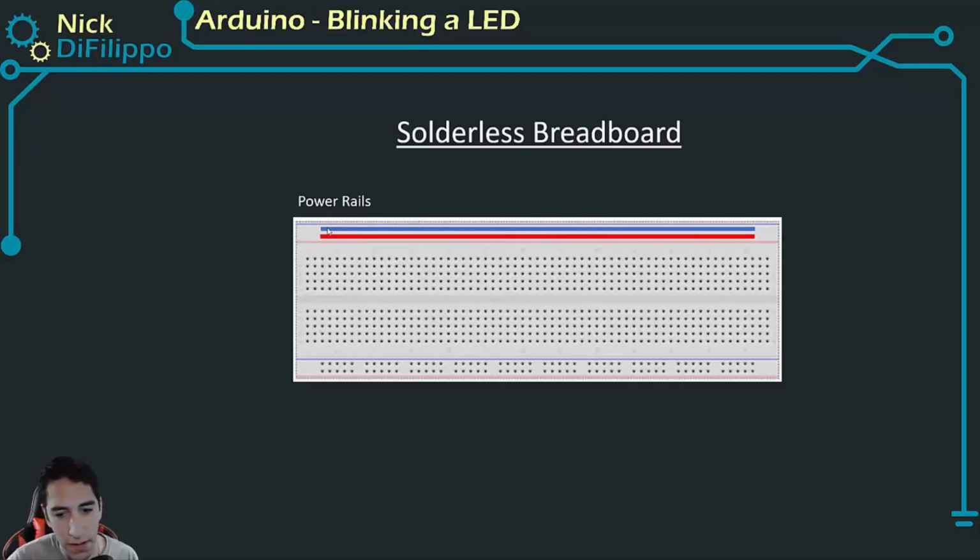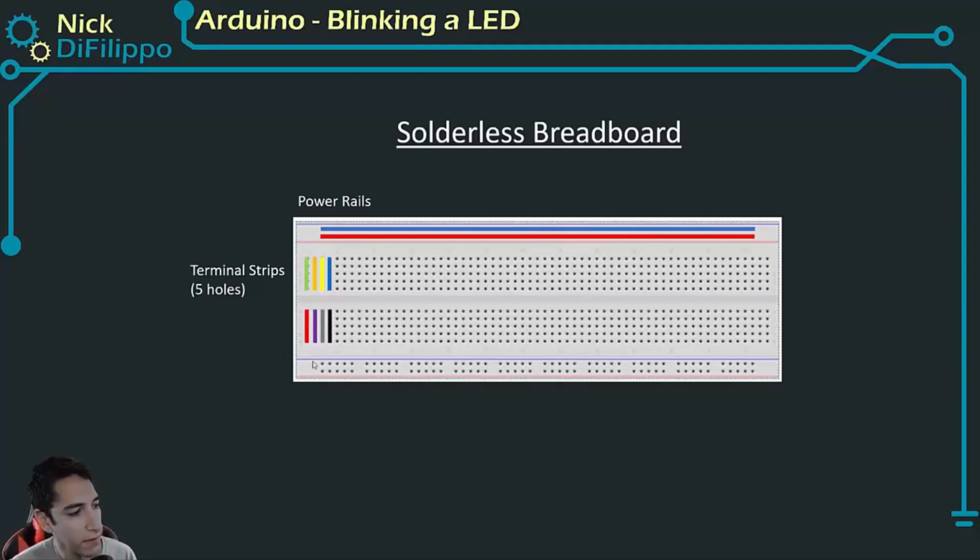So this blue line on this side of the power rail is not connected to this side of the breadboard. So this blue line and this blue line are not connected, even though they're both power rails. This red line and this red line are not connected, even though they're both power rails. Now, you also have these terminal strips. Terminal strips, everything of different colors are connected together.